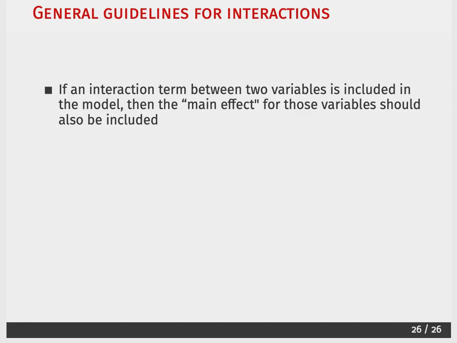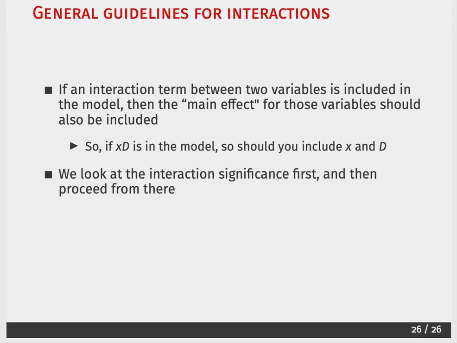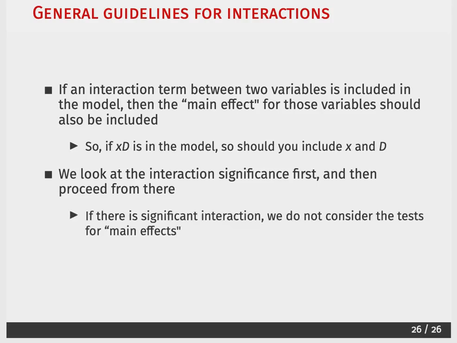Finally, as a rule of thumb, if you ever have an interaction term between two variables, you must include the constituent or main effects for those variables. So if your interaction is in the model, you should be including and looking at the separate effect of your x and the separate effect of your dummy variable. Then when you're making an inference on whether or not that interaction is significant, we do a simple t-test and then we proceed from there.